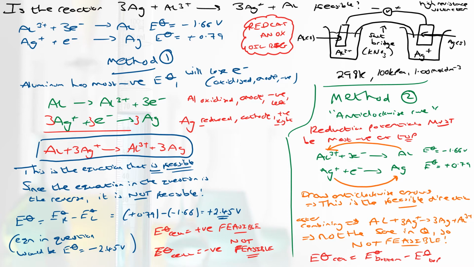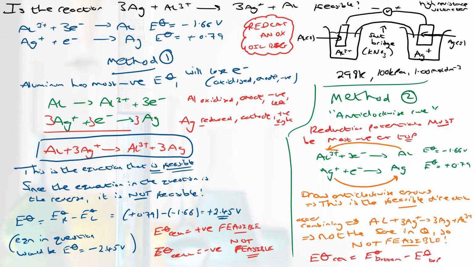And it's similar to how if we have a reversible reaction and the forwards direction is exothermic, a negative value of enthalpy, the reverse direction will be endothermic, a positive value of enthalpy. So we can see the links to thermodynamics here. A positive E cell value is feasible, a negative E cell value is not feasible, and if we have a reverse direction, we can just reverse the sign. So the equation in the question E cell value would be negative 2.45, and because our equation that we've worked out doesn't match the equation in the question, it's not feasible.